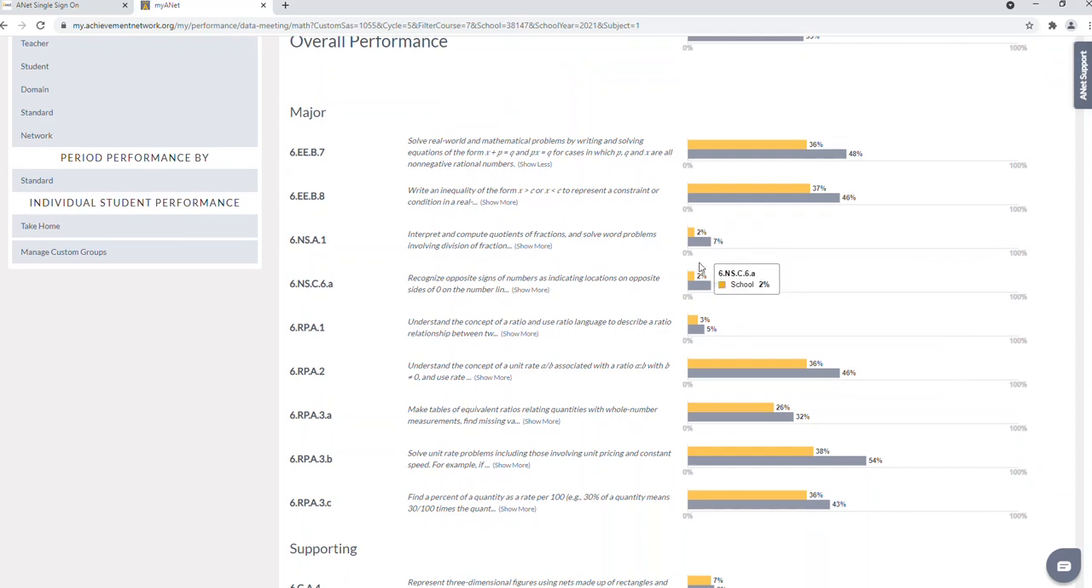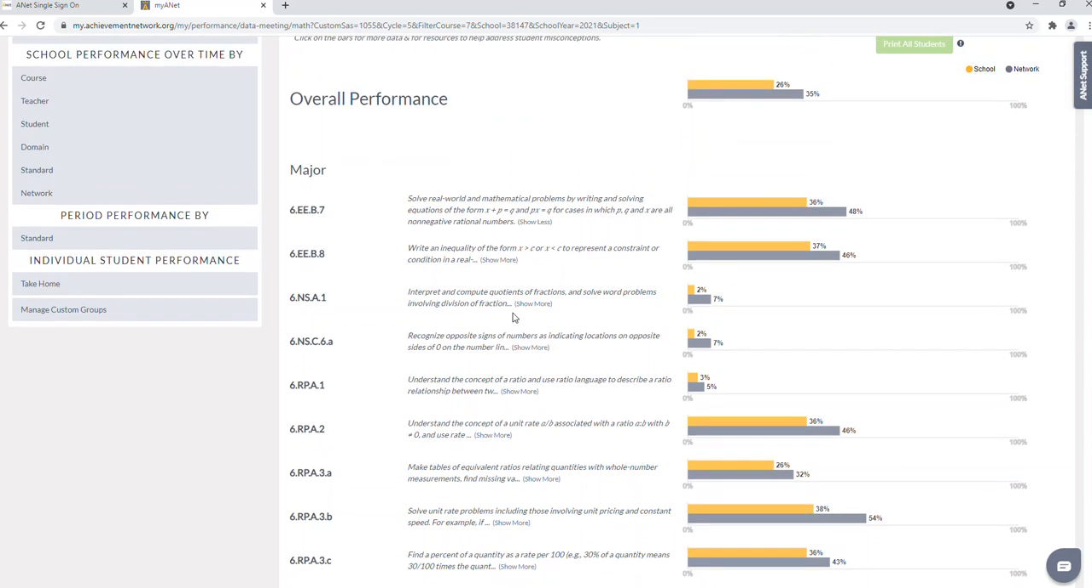Notice the three here. Those are the three with the shortest bars. So this school, for this standard 6NSA1, the average percent correct was 2%. And then for the network it was 7%. So these were the three lowest. District-wide, we would need to incorporate these into the lessons for the grade level standards for which these are prerequisites. The intent here is not to reteach all of this at the beginning of the school year. Do not take the first month of school and reteach the previous year's material. Incorporate the prerequisites of the current year standards as you get to those standards into the lesson, into the curriculum.